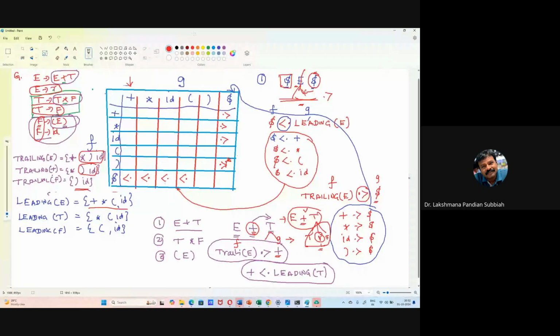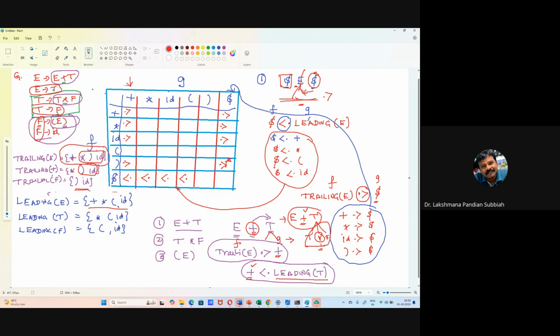Clear? After plus, the symbol is going to come in the next level; the possible symbols are leading of T. So that is going to be in the lower level, so that is having higher precedence. So this plus is having less precedence than leading of T. So you are filling that in for this plus, first case, right? F of, G of. For this plus, you have to fill in the trailing of E. The trailing of E is the previous plus, then star, and the ID, and close bracket. Right? So that is the trailing of E.